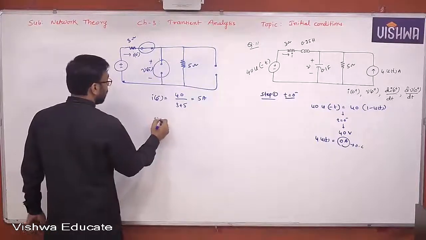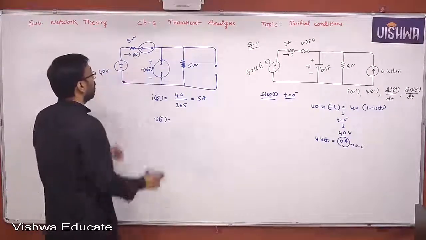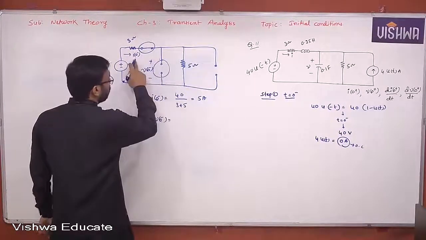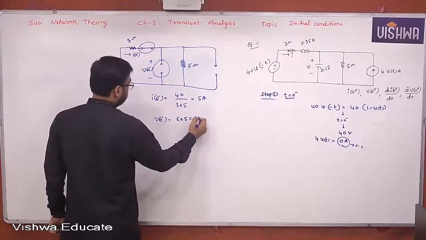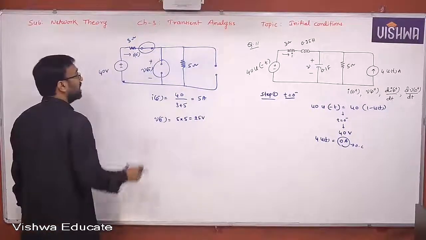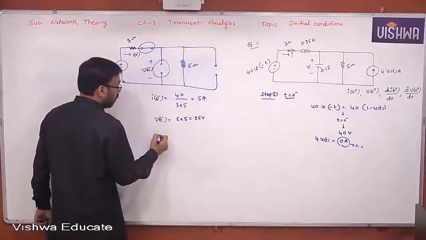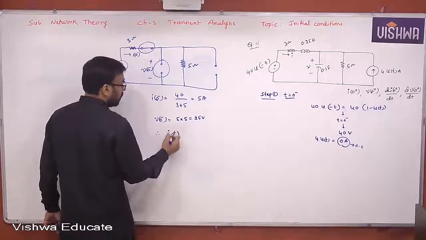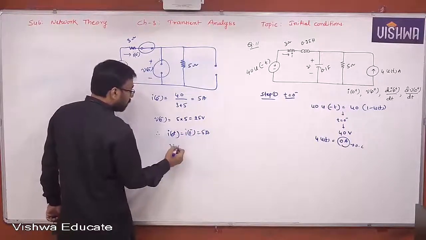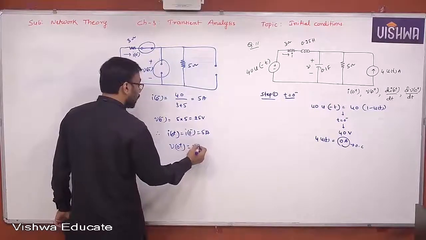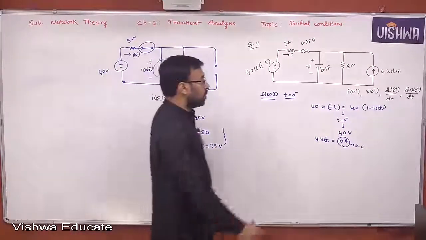What is V of 0 minus? These two are connected in series. You can go for the voltage division rule, or else the same current is flowing here. I of 0 minus is 5, 5 into 5, that is 25 volts. Since I is the current of the inductor and V is the voltage across the capacitor, I of 0 plus is nothing but I of 0 minus, 5 amperes. V of 0 plus is nothing but V of 0 minus, 25 volts. That's it. So you got the first two questions here.